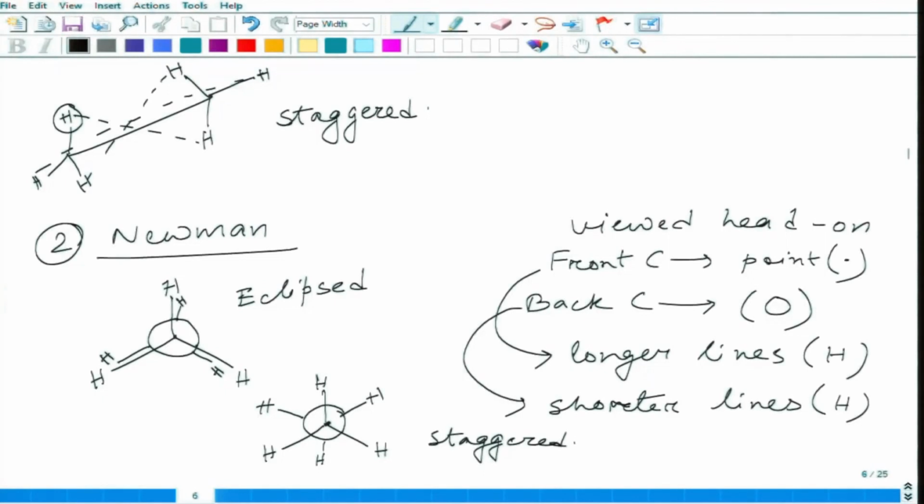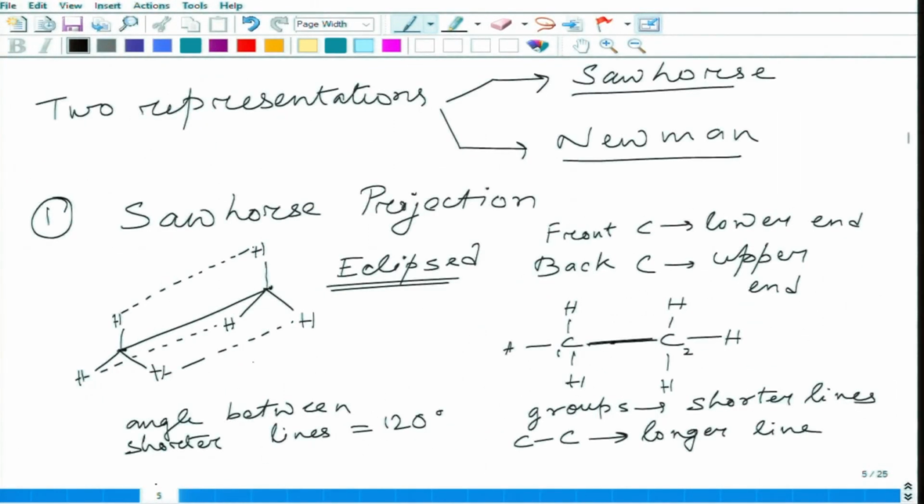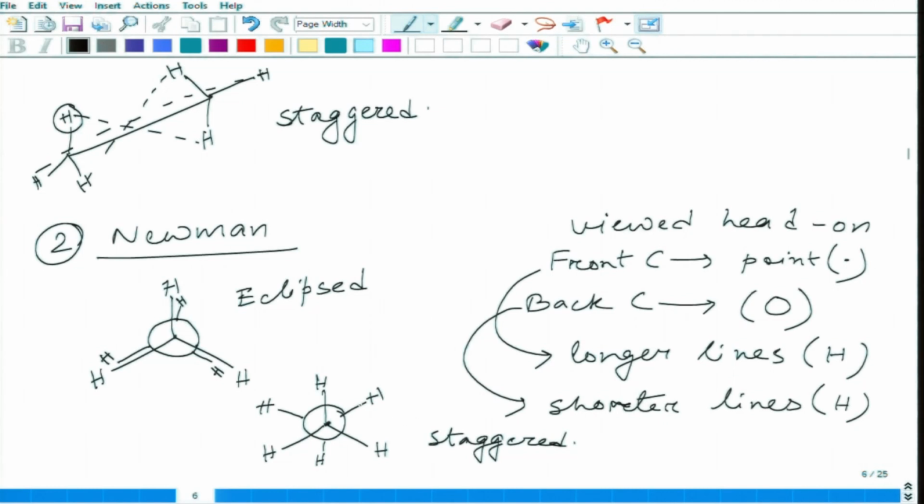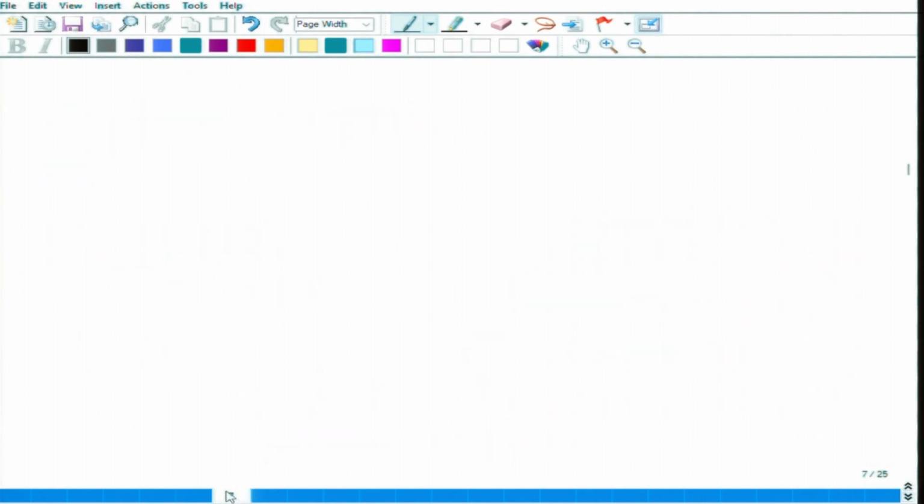We have studied about the Newman and Sawhorse projections, and we have seen how to write the eclipsed and staggered conformations in these two projections. Now, we will discuss the relative stabilities of eclipsed and staggered conformations. So, we have seen that in eclipsed the groups are closest to each other, and in staggered the groups are farthest from each other. Okay. So, now we will discuss the relative stabilities.